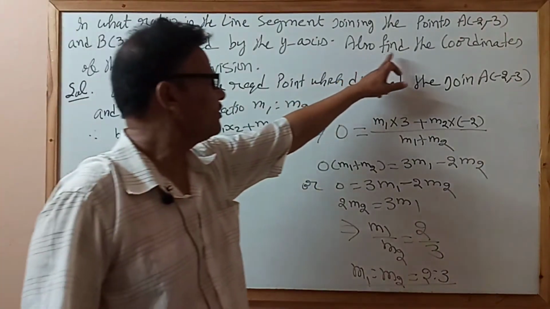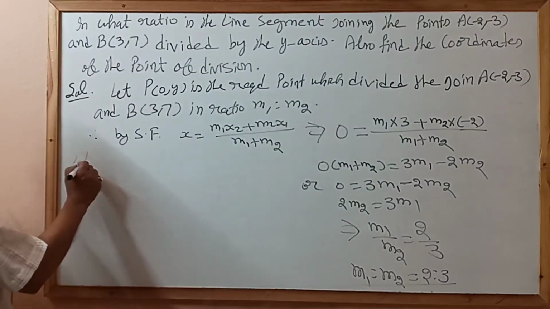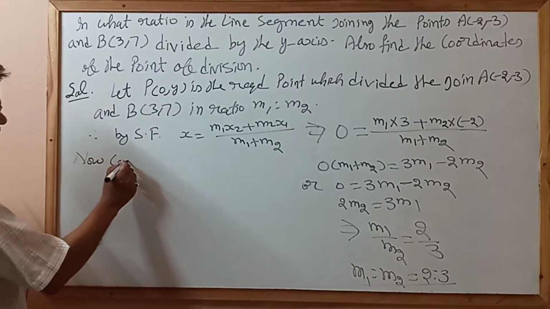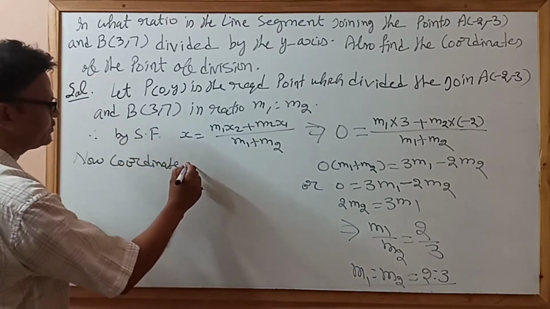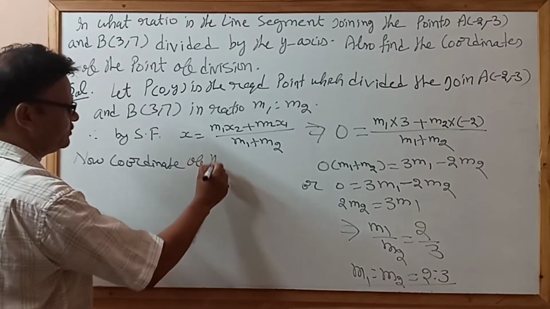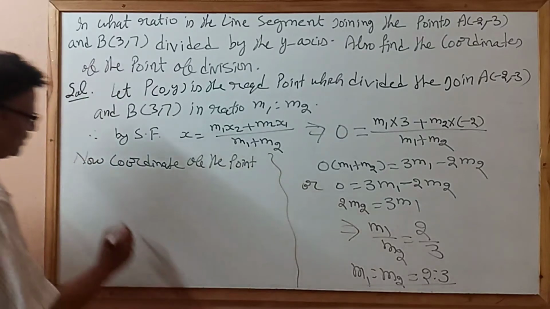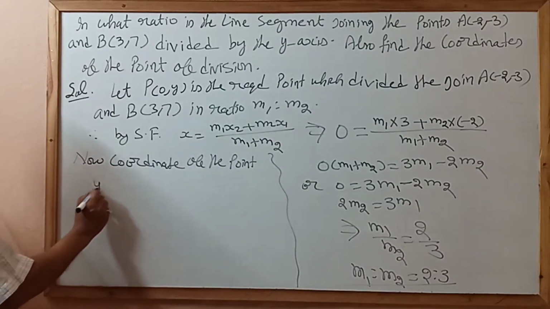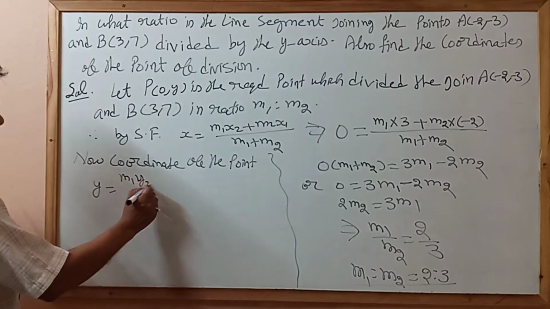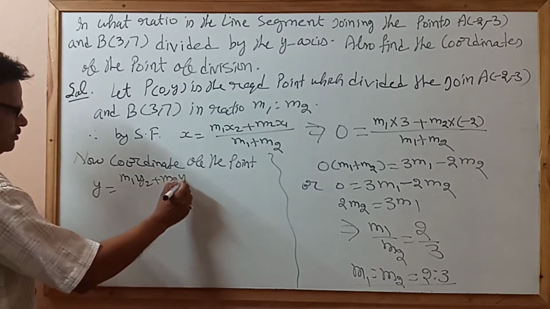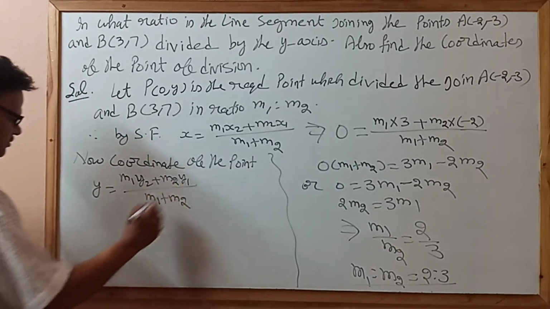Now we have to find the coordinate of the point of division. Now the coordinate of the point, that is y, is equal to (m1 y2 + m2 y1) over (m1 + m2).